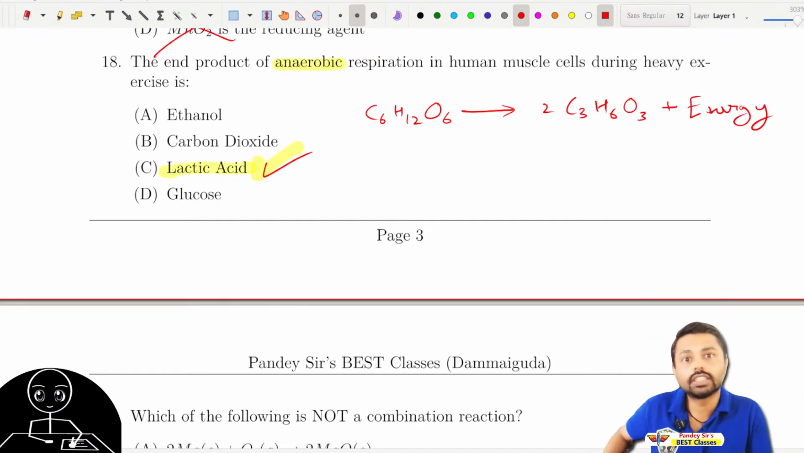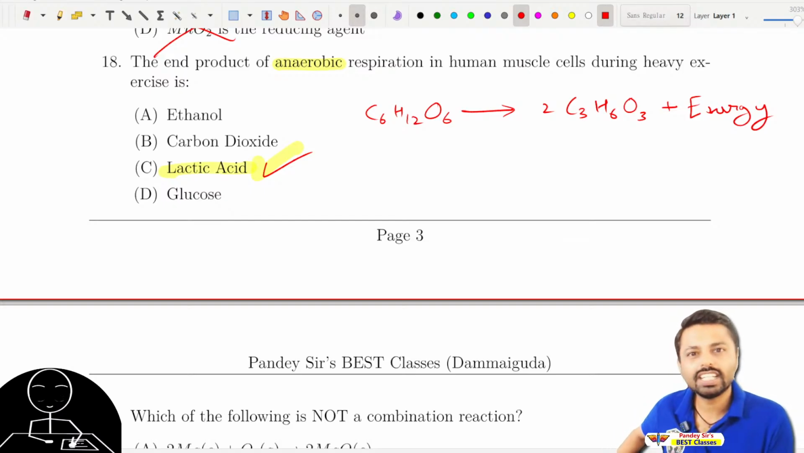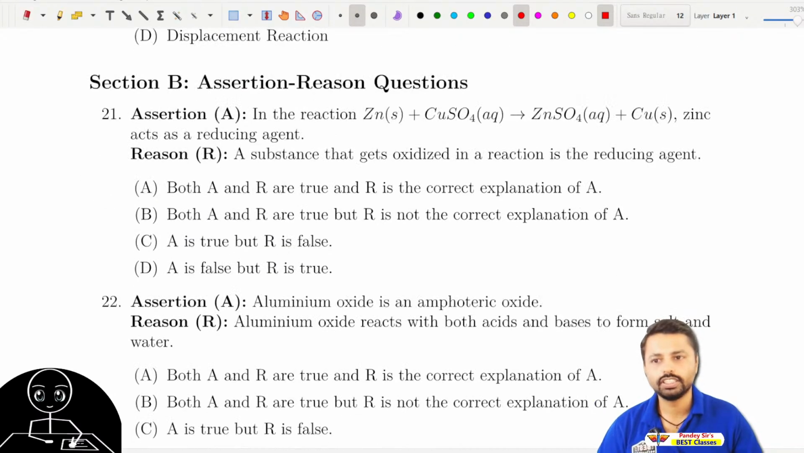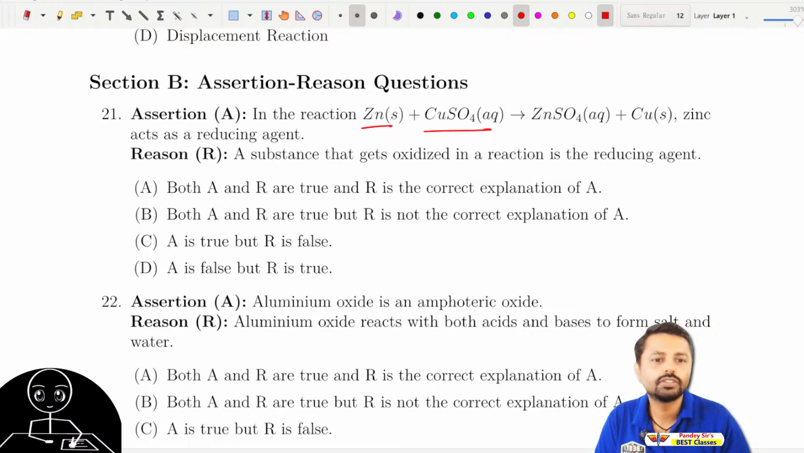We will also get assertion and reason questions. Okay, let's have one assertion and reason question. Then we'll continue with the 19th one. So let's see. Can you solve it? Assertion and reason. Are you ready? If you are ready, say yeah. Yes. So in the reaction, zinc plus copper sulfate, you will get zinc sulfate plus copper. Zinc acts as a reducing agent. So did zinc act as a reducing agent?